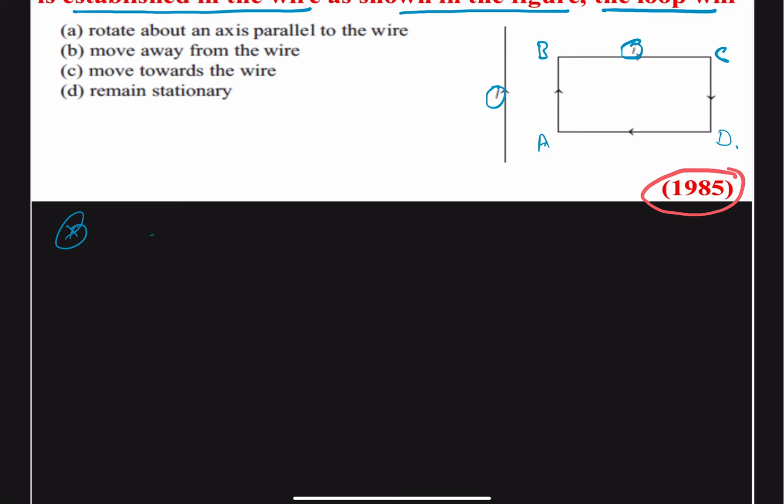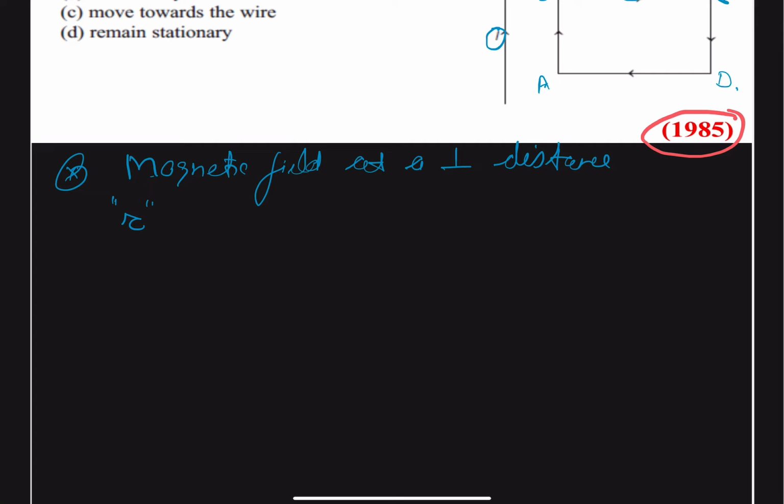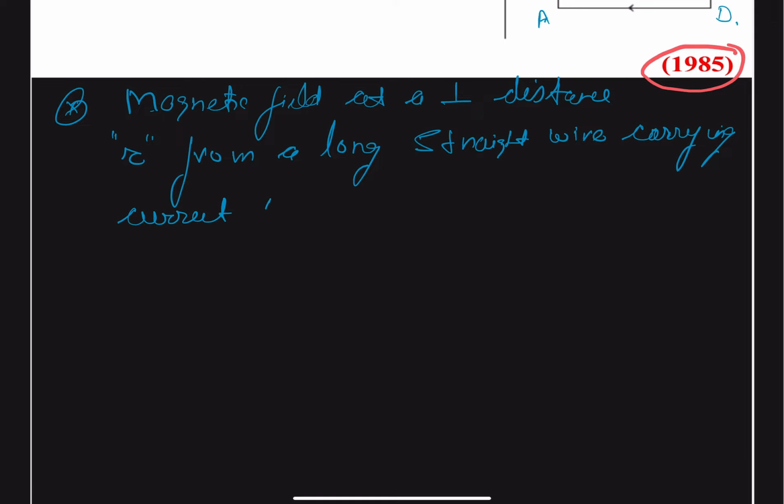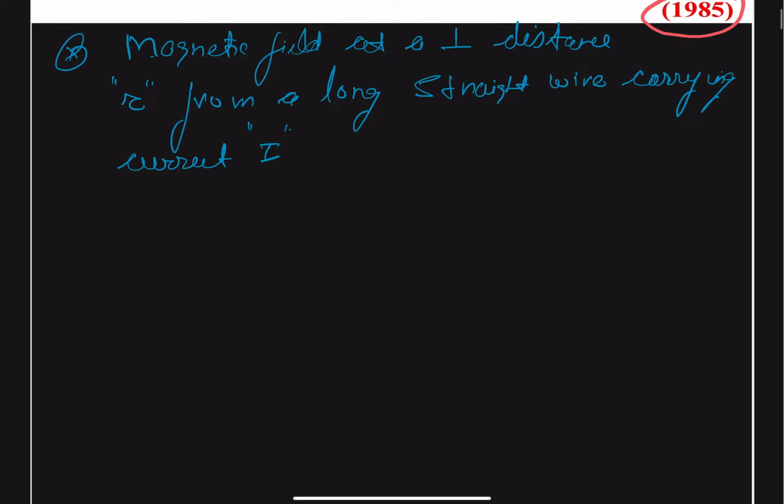The magnetic field at a perpendicular distance R from a long straight wire carrying current capital I is given as B is equal to mu naught I upon 2 pi R.